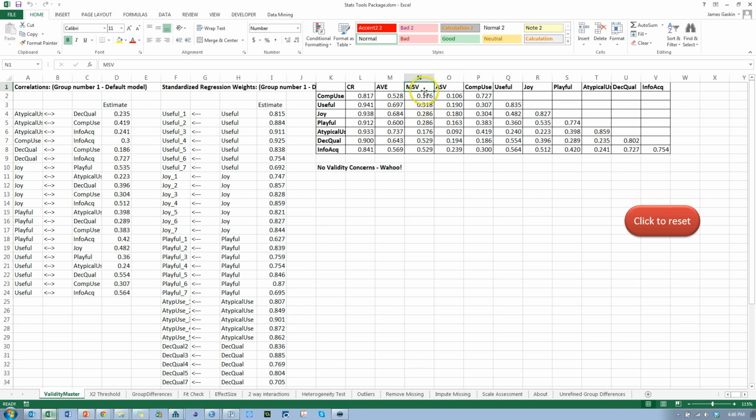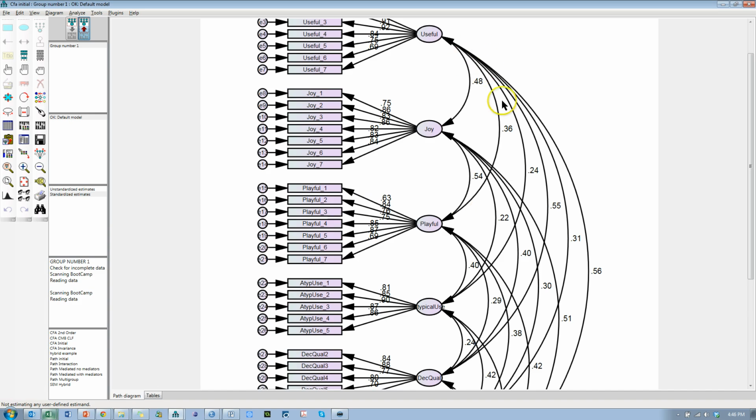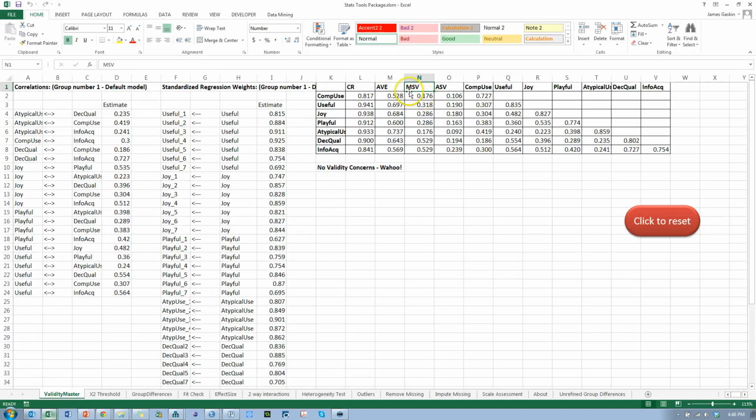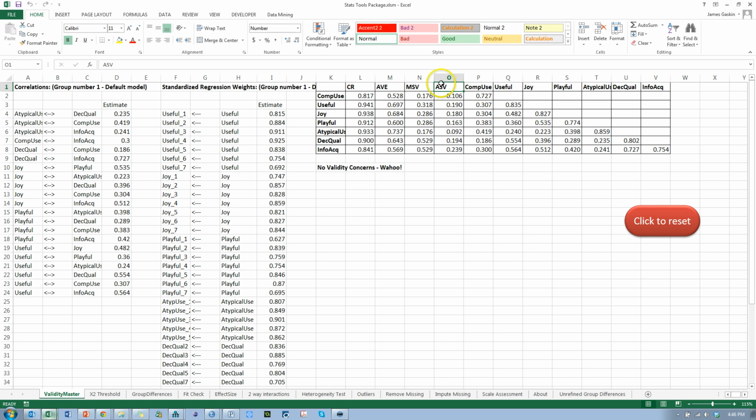This is the maximum shared squared variance. So essentially, which one of these values is the highest when you square it. And the average shared squared variance is when you square all these values and then average them, what is that average shared variance? Nobody uses them for some reason, but they're actually very useful for determining discriminant validity.